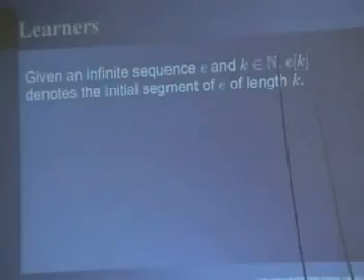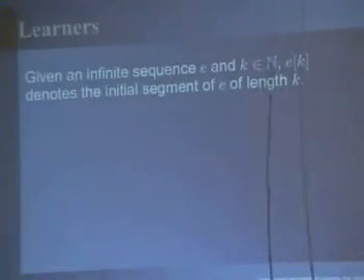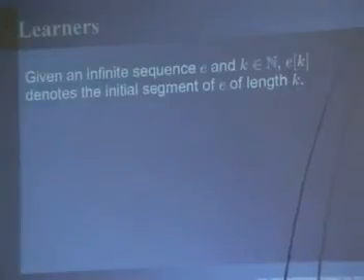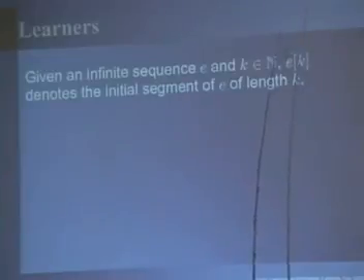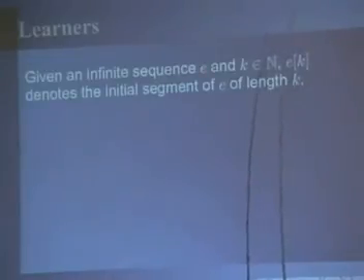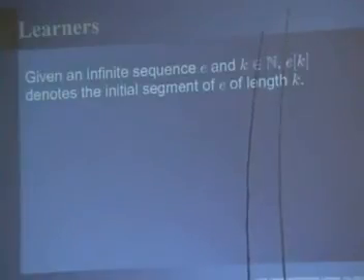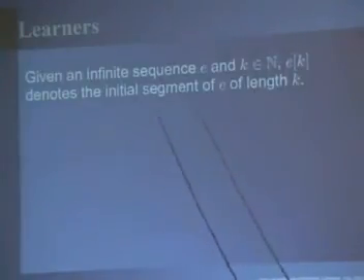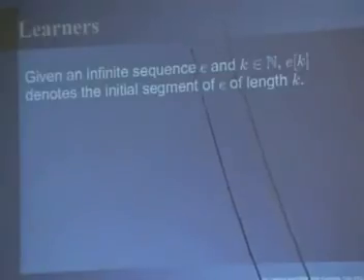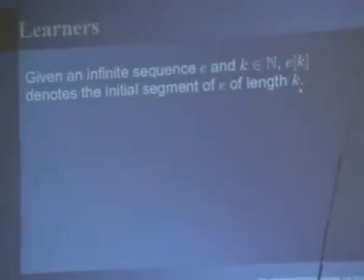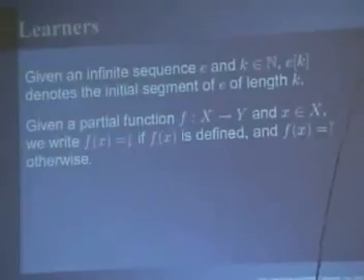Then another notation: given a partial function f from X to Y, where x belongs to X, we write f(x)↓ if f(x) is defined, and f(x)↑ if the function is not defined. It's just for some technical convenience. Then we define a learner. A learner is a partial function from the set of finite initial sequences of members of E into {0, 1}.